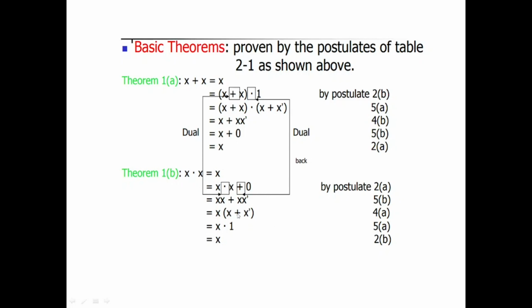And again, x into x plus x into x dash can be written as x into x plus x dash. This is by 4a, and x plus x dash is 1, that is by 5a. So x plus x dash is written as 1, so x dot 1. And what is x dot 1? It is x by postulate 2b, hence the proof. So x dot x is equal to x, hence it is proved.